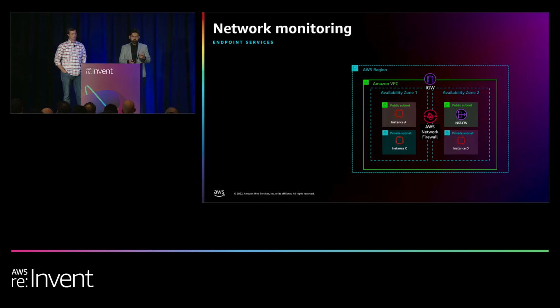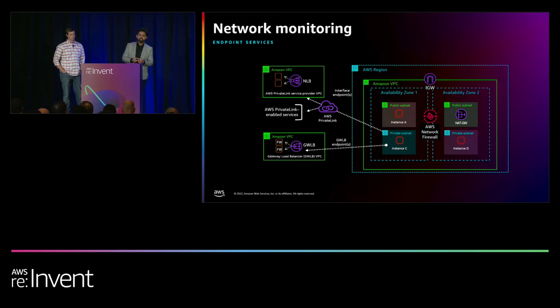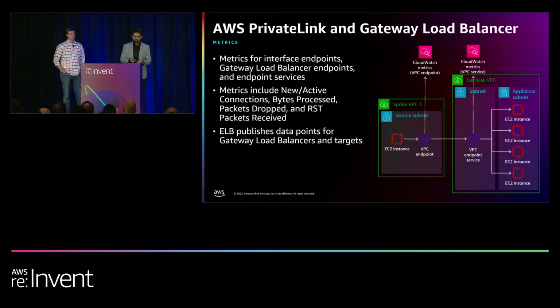All right, so you might also be using, let's say, PrivateLink to connect to third-party SaaS products, or you might be running a microservices architecture that you're exposing to other VPCs through PrivateLink. You might also be using Gateway Load Balancer, like I discussed earlier, to do centralized inspection with your own third-party appliances. So how to monitor that?